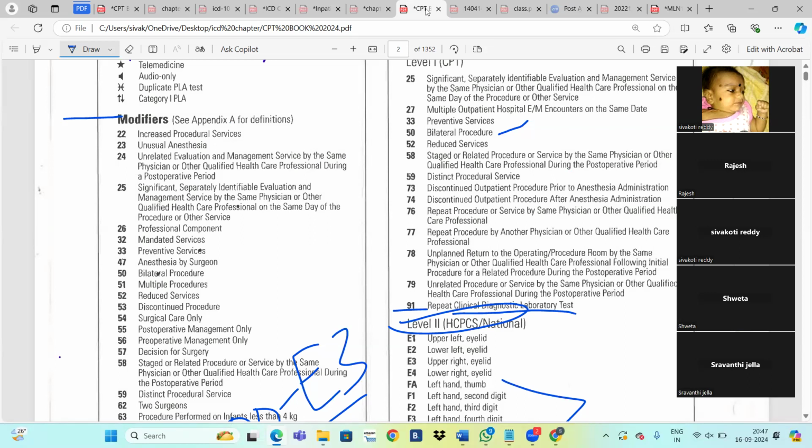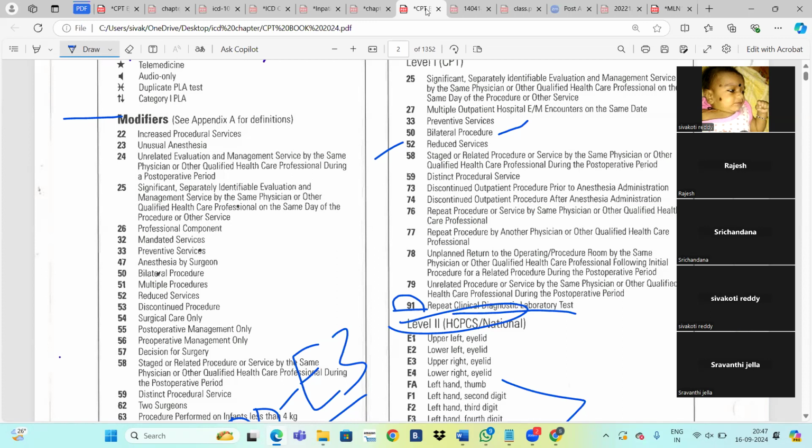So X series modifier, you will get 1 question. F series, T series, 1 question. Okay. That you can clear means you will get 4 questions. Apart from all modifiers, you will get only 1 question. That was 52. Okay. Reduced service. So remaining modifiers all are for your education purpose. That's it. Okay. For exam, you will get only 3. So 91 clear, right?